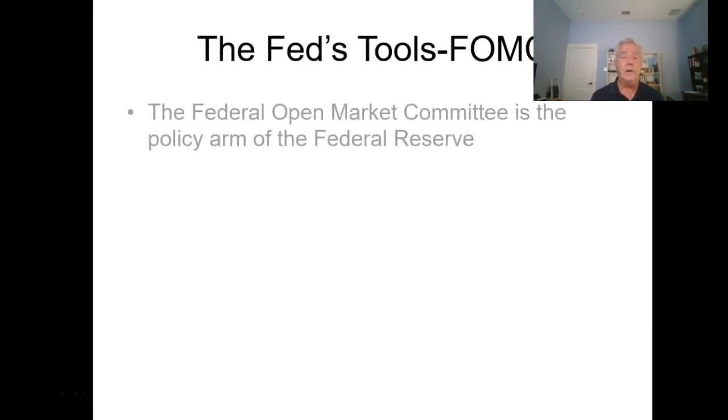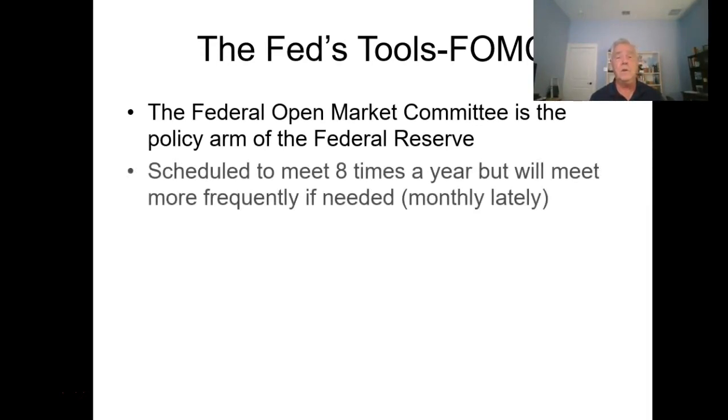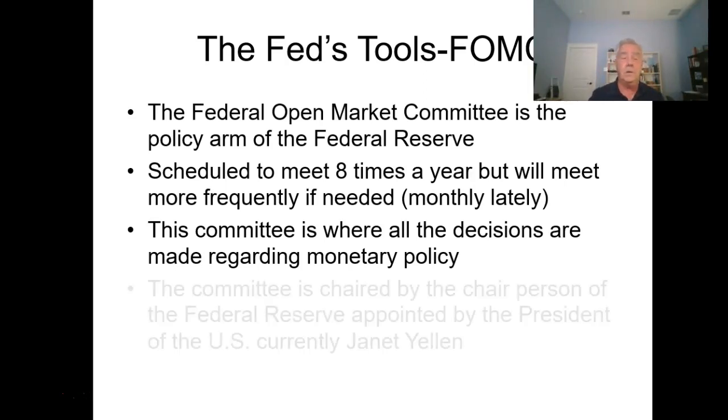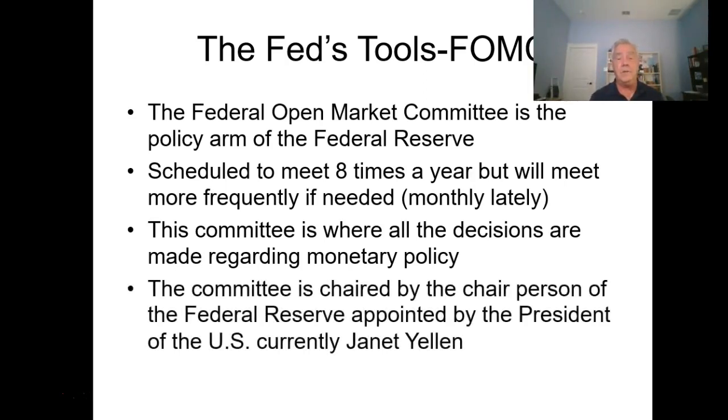Tools. The Federal Open Market Committee is the policy arm of the Federal Reserve, which we mentioned. It meets 8 times a year, sometimes more frequently if it's needed. And during the financial crisis, of course, they met monthly. All decisions are made by the Federal Open Market Committee. All decisions regarding monetary policy come out of that committee. It's chaired by the chairman. In this case, currently it's Janet Yellen, appointed by the president.